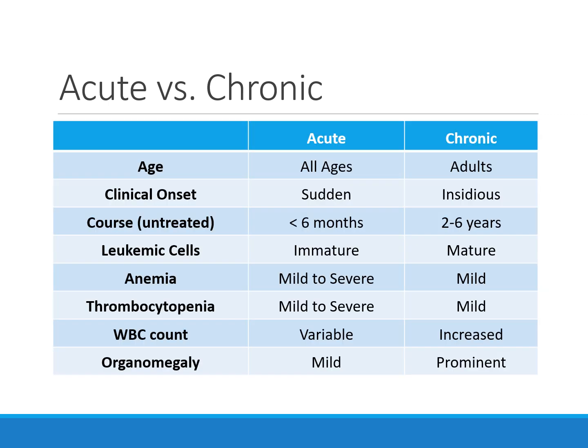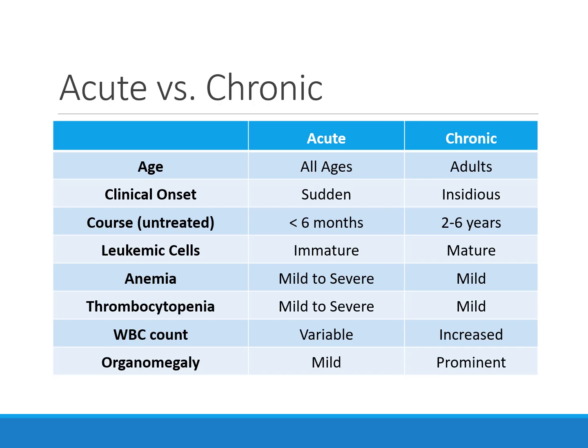So there are a couple of characteristics for both acute and chronic leukemias. Typically, acute leukemias can occur in all ages, but usually have a clinical onset that is quite sudden. Normally, if untreated, acute leukemias have a life expectancy of less than 6 months. The leukemic cells that we see, both in the bone marrow and in the peripheral blood, are immature forms.